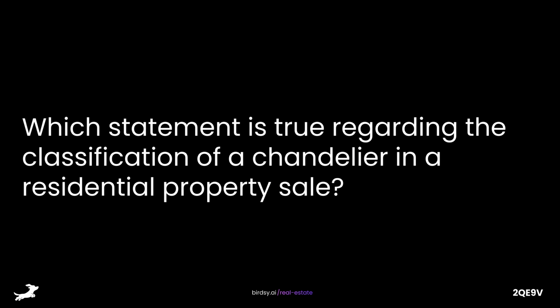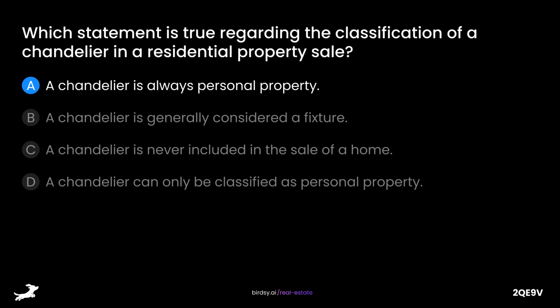Which statement is true regarding the classification of a chandelier in a residential property sale? Is it A, a chandelier is always personal property? B, a chandelier is generally considered a fixture? C, a chandelier is never included in the sale of a home? Or D, a chandelier can only be classified as personal property?